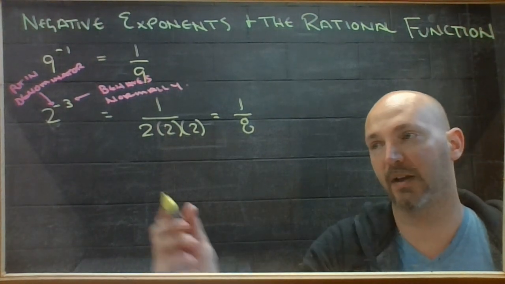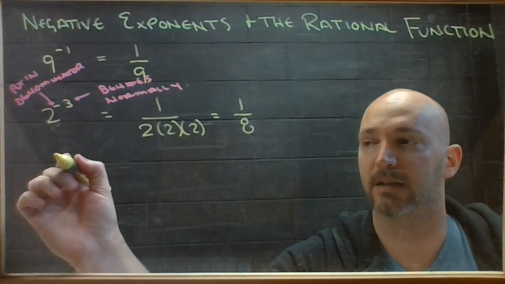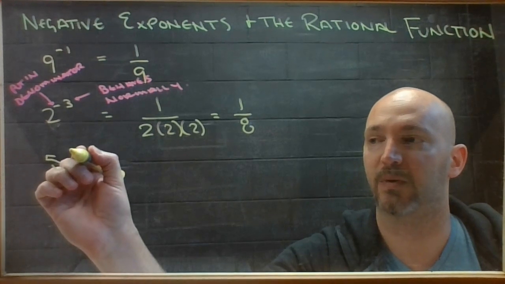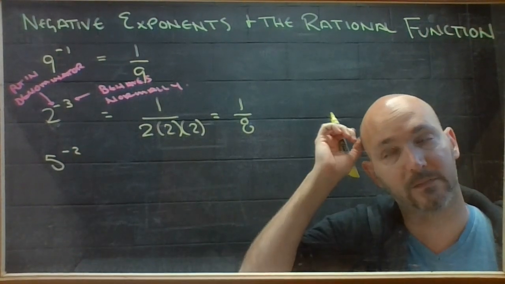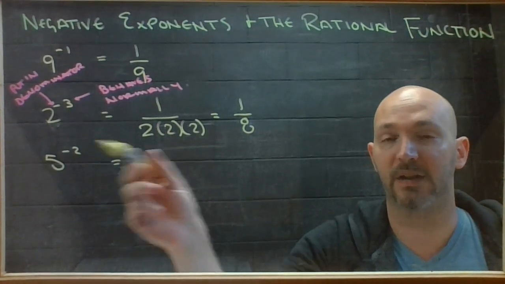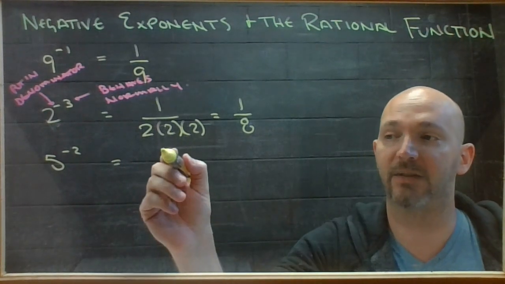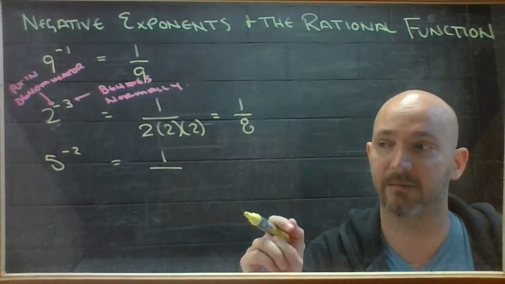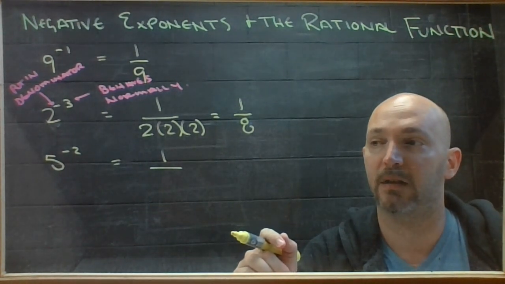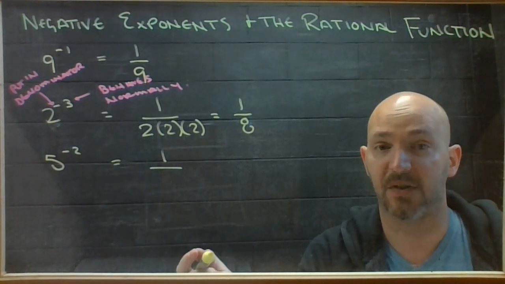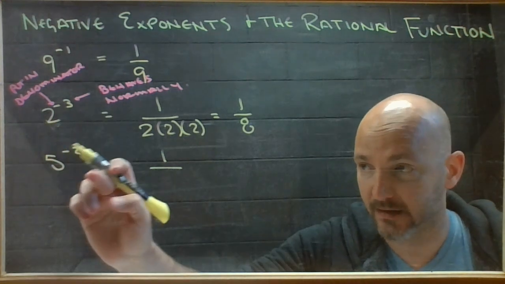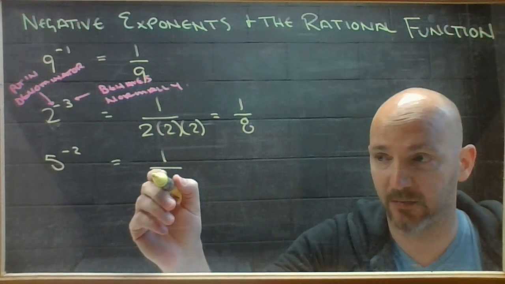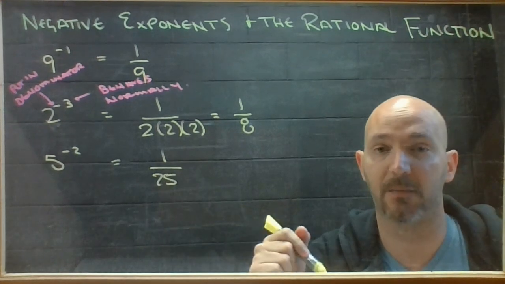So if you're handed something like 5 to the exponent -2, well, you see a negative, and so the negative tells you you got to put this answer in the bottom of a fraction. And 5 squared is just 25. So this thing here is telling you to put the number 25 in the denominator of a fraction.